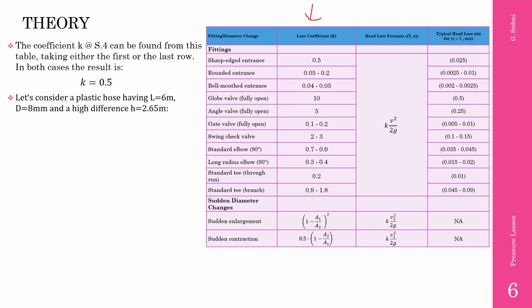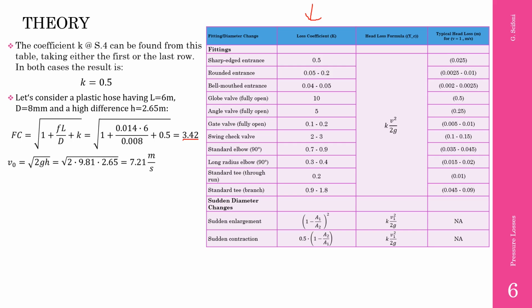If we consider a plastic hose having length 6 meters, diameter 8 mm and having a differential height of 2.65 meters, adopting the friction factor F found in the previous slide, the friction coefficient turns into 3.42. The speed when no friction, V0, is 7.21 meters per second, and the speed under friction is V0 divided by the friction coefficient, also 2.11 meters per second.